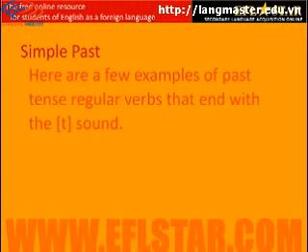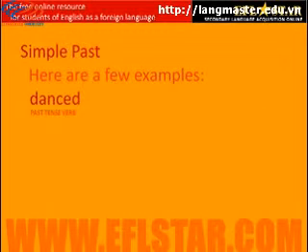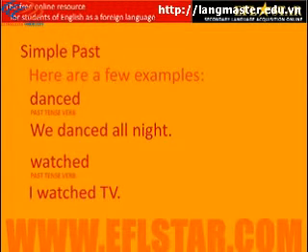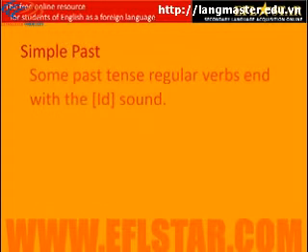Here are a few examples of past tense regular verbs that end with the t sound. Danced. We danced all night. Watched. I watched TV.